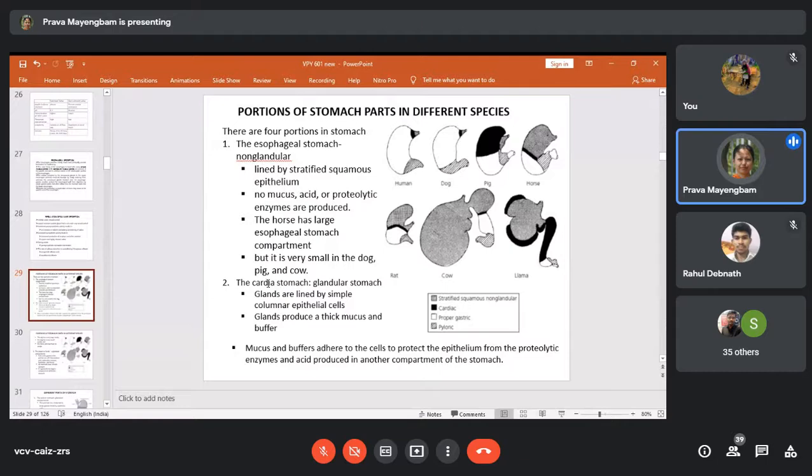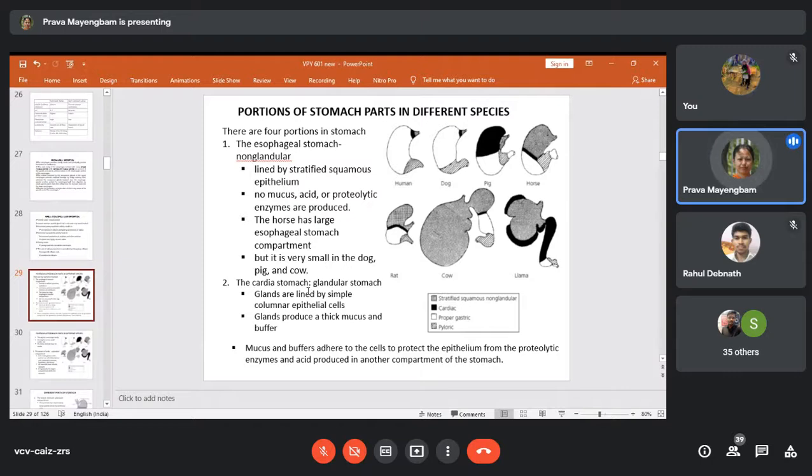Okay, the next portion is the cardia of the stomach. That is represented by this black color in these figures. So this is the cardia portion, and there is a very small amount of esophageal portion, very small in human beings also. This black portion is indicating the cardia portion. So this is the esophagus, and the abomasum portion. That abomasum is the true stomach in the case of ruminants.